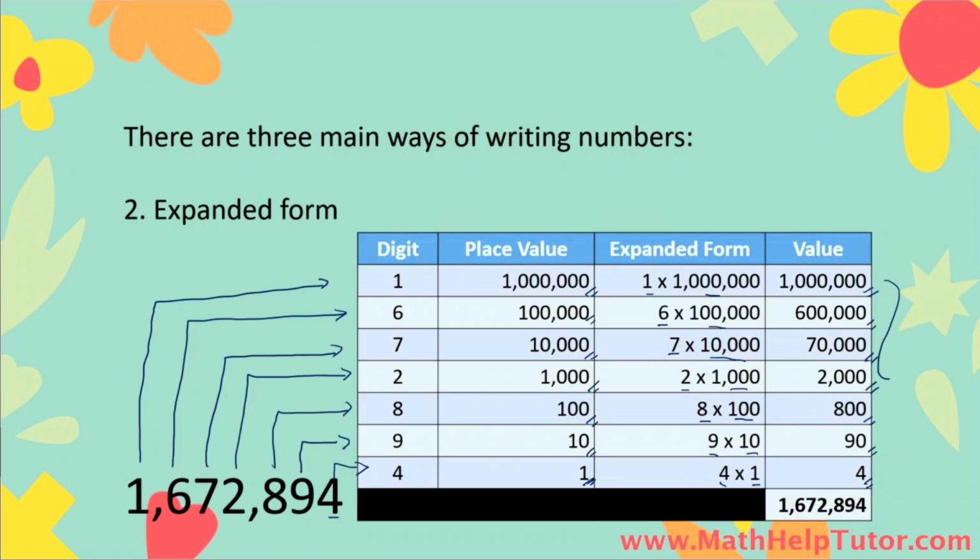Notice that the sum of the values of each digit in the number gives us the number itself, which is 1,672,894.